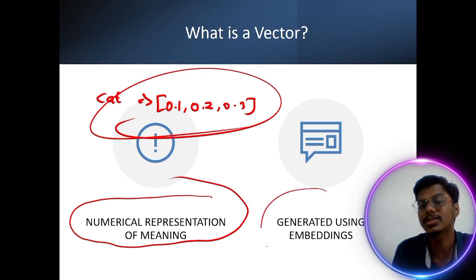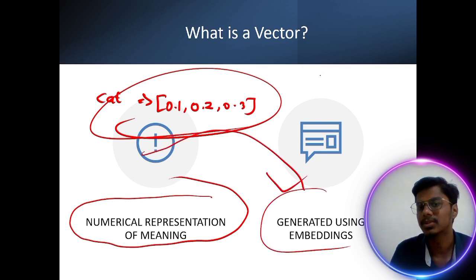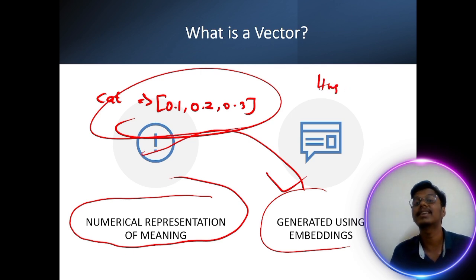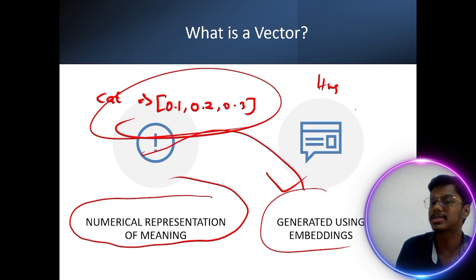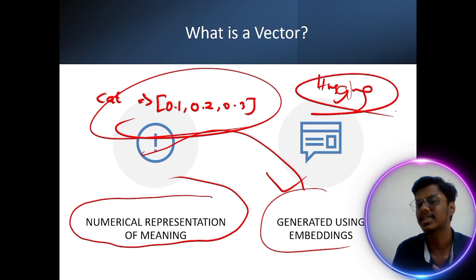So we want to generate it, and it can be generated using the embedding models. We are using the Hugging Face embedding models, and there are a lot of embedding models. Pinecone also has embedding models, and OpenAI also has embedding models. I'm just using the open source models. So I'm just using the Hugging Face models, right?